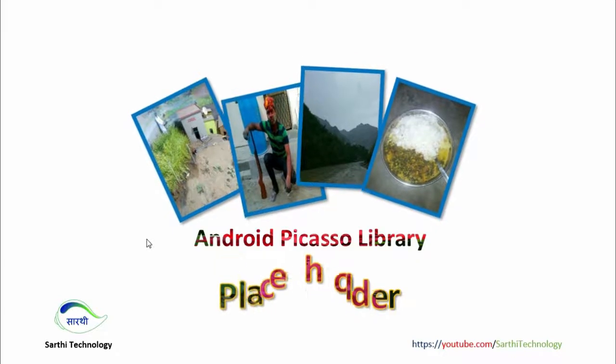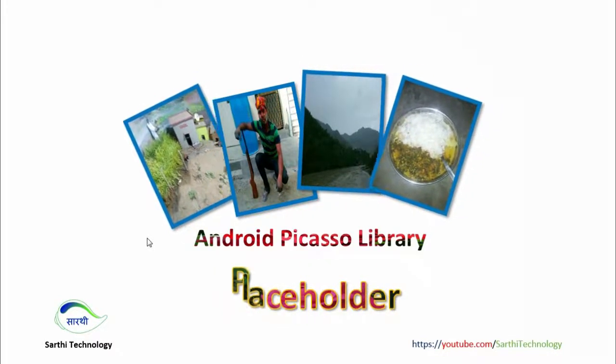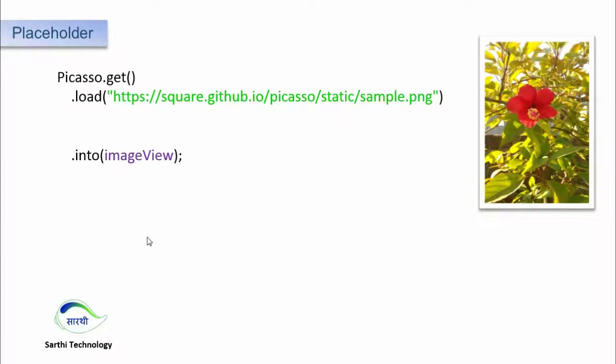In this video, we will learn about placeholder. For example, if we are loading an image from internet, then the image might take some time to load. Meanwhile, we can show another image to the user and that image will be helpful for user to understand what is happening. For example, we can show a loading image, and with this image user will understand that the image is being loaded. So for that we will use a method placeholder and provide an image.